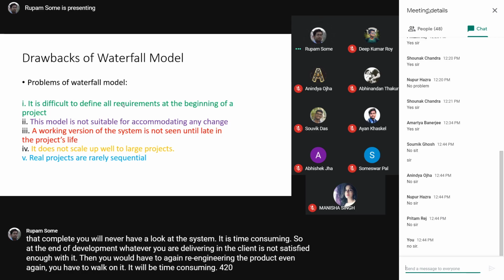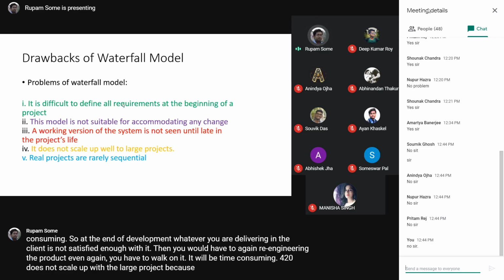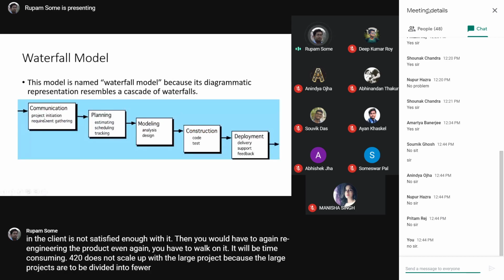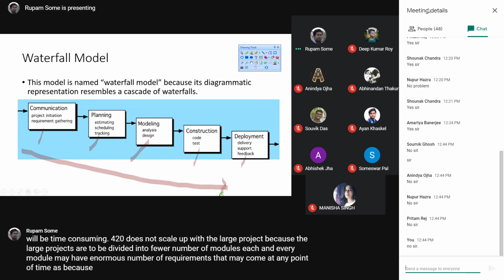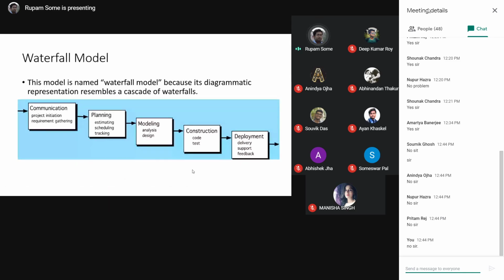Real projects are rarely sequential. That's because this diagram shows a sequential approach. After you complete phase number 1, only then will you go to phase number 2, then phase number 3, phase number 4, and phase number 5. It's basically a sequential approach. You cannot avoid this particular sequence. That's why in real life projects, obviously you will not be in a position to maintain a sequence like this.